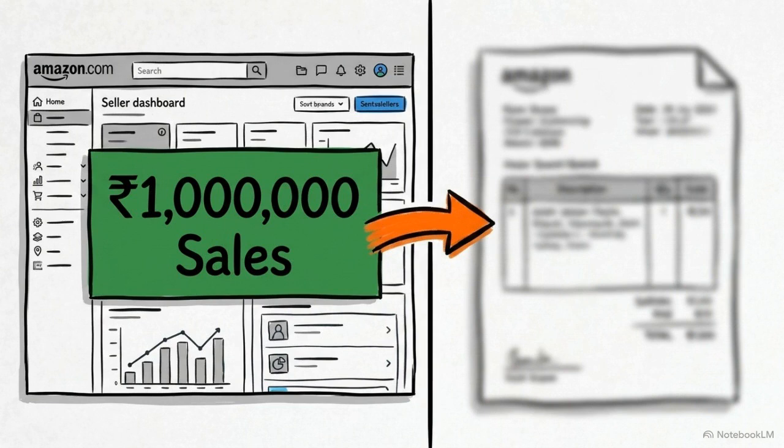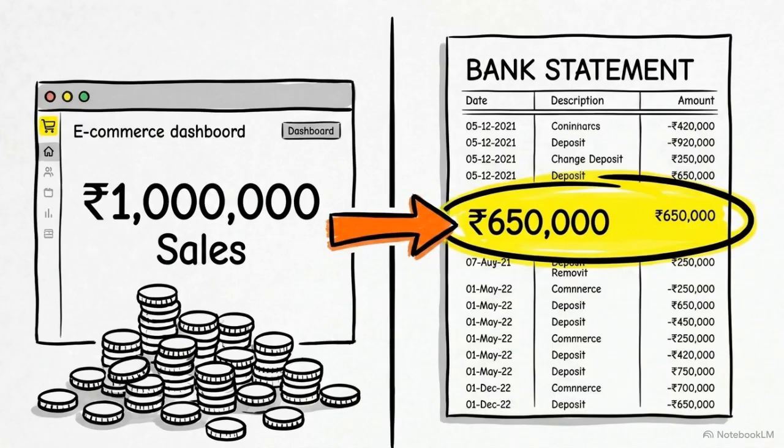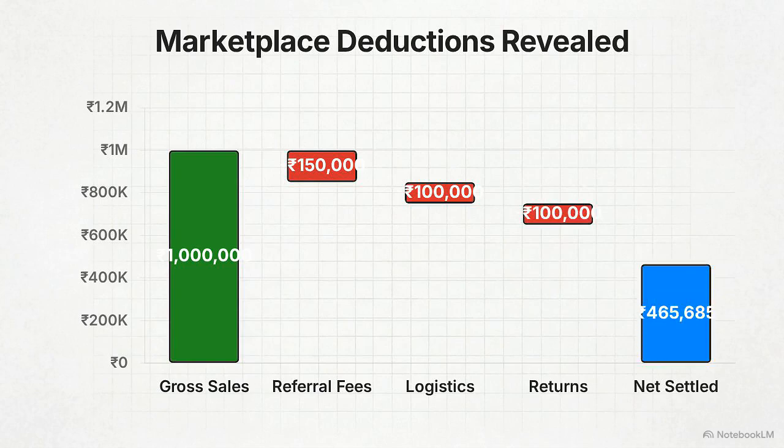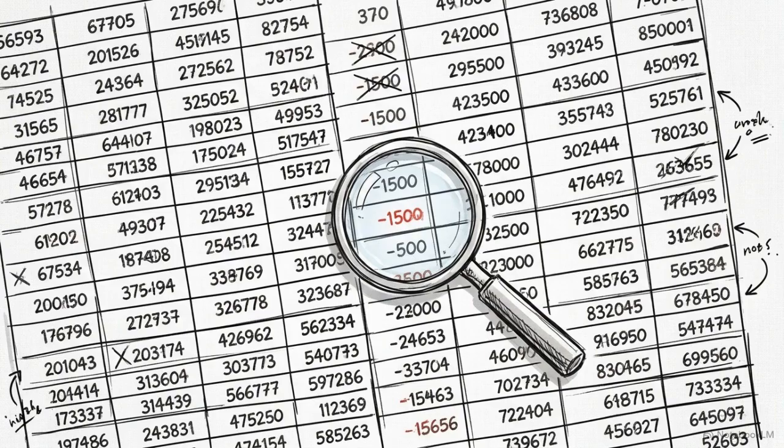Most sellers manage their business based on the dashboard on the left, which shows gross sales of 1 million rupees. But the number that actually matters is the bank deposit on the right, which in this case is 350,000 rupees lower. This gap is caused by referral fees, logistics charges, and customer returns that often go unverified. Without a tracking system, these small discrepancies accumulate into significant revenue leakage that stays hidden in your settlement reports.